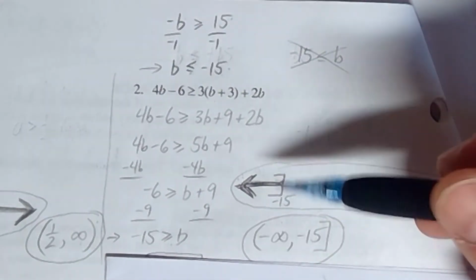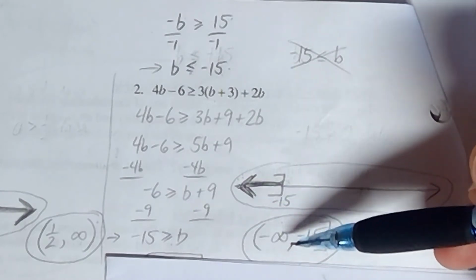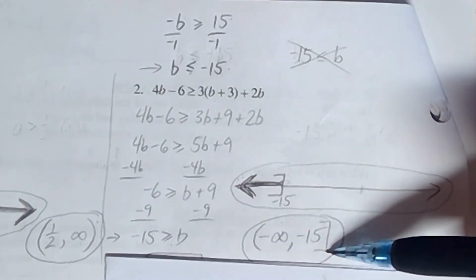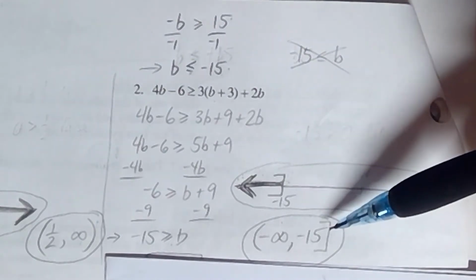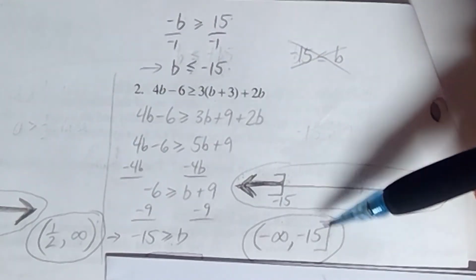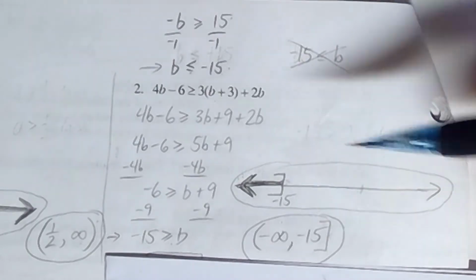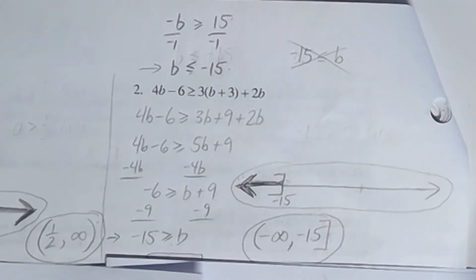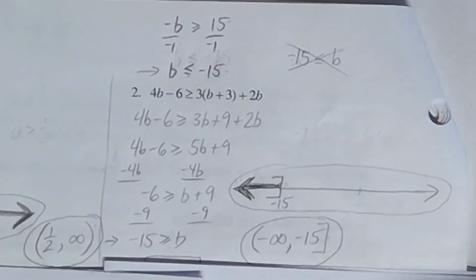Okay, and the negative infinity is always round. Put a round bracket next to that. And then the square bracket, I chose a square bracket here instead of a round bracket because the graph has a square bracket for the negative 15. So it's going to be the same. Okay, so that is, again, solving a one-variable linear inequality.